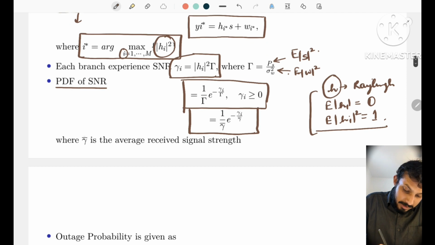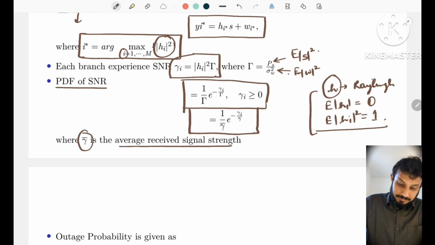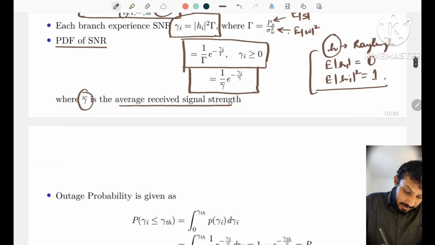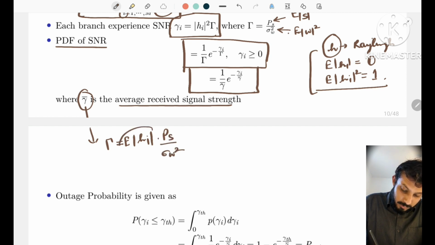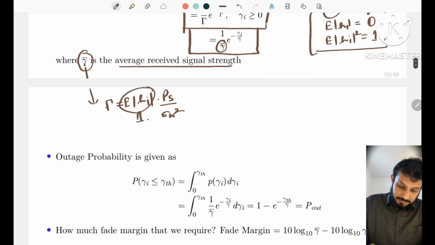Here, gamma bar is the average received signal strength, which in turn equals gamma, because gamma is equal to the expectation of Hi into PS by sigma W square, where this value is equal to 1. So this will be equal to this, and we can just change the index to gamma bar.